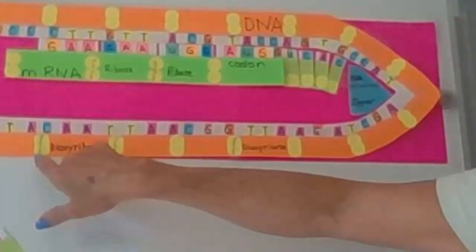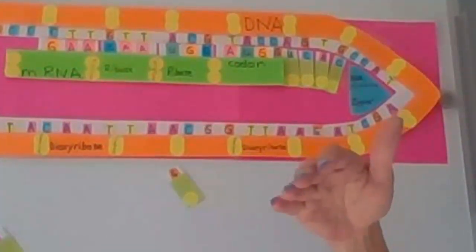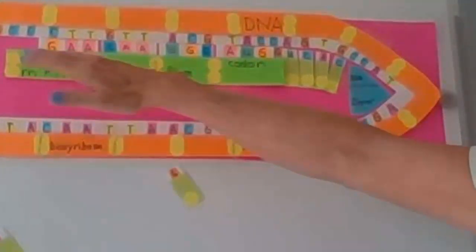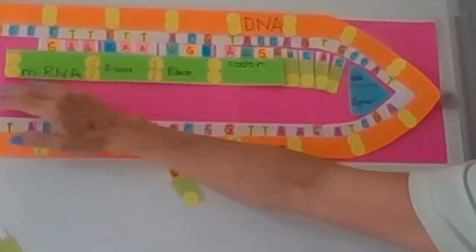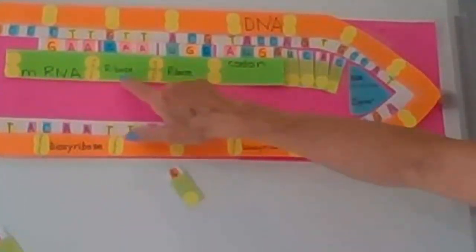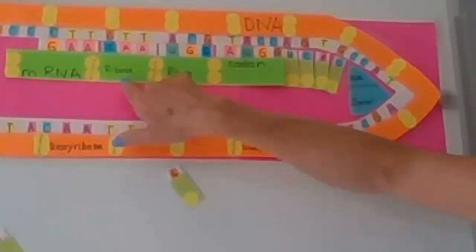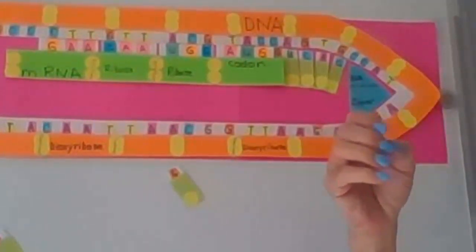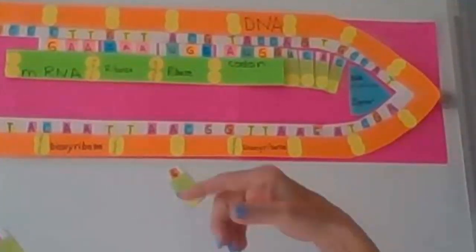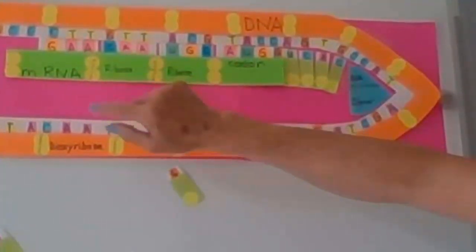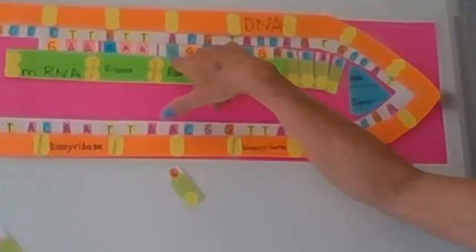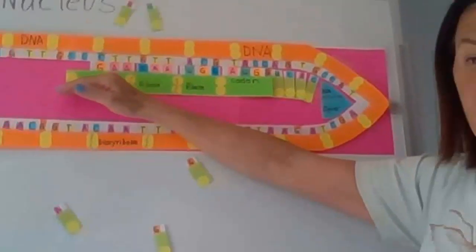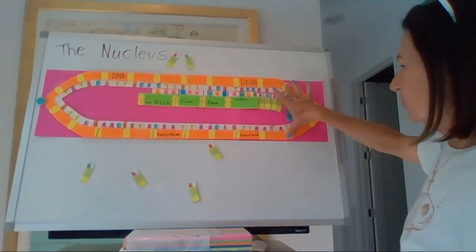Those are my backbones in DNA: deoxyribose and phosphate. And notice my backbone here in mRNA. mRNA has a ribose sugar and it has the same phosphate. So the things that are different in mRNA are that we have a ribose sugar and a uracil instead of the thymine. And we only have one strand here, where this DNA is two strands.